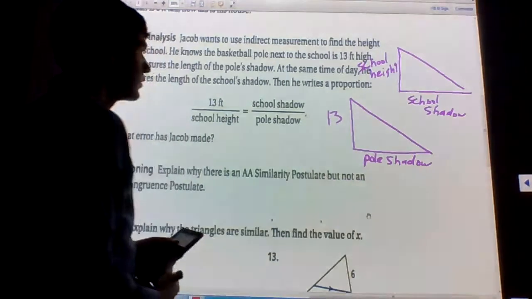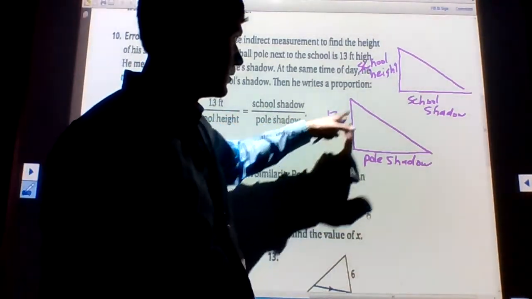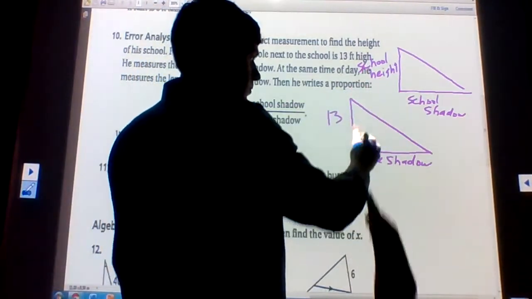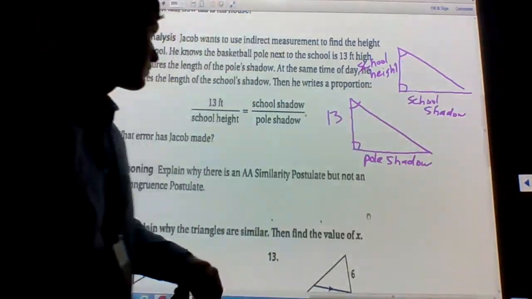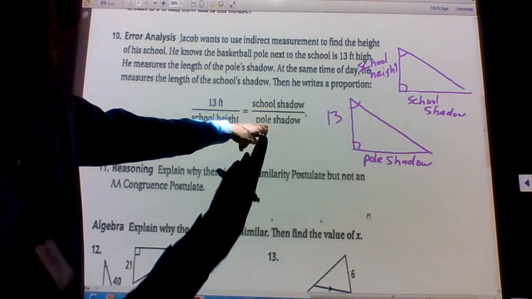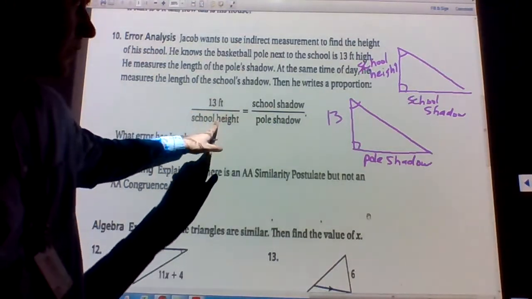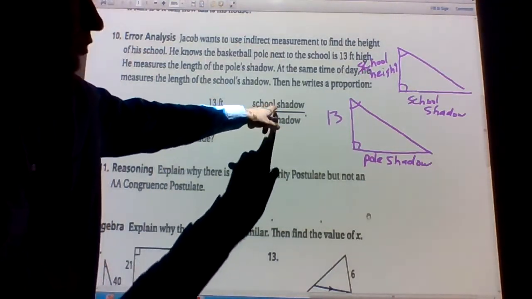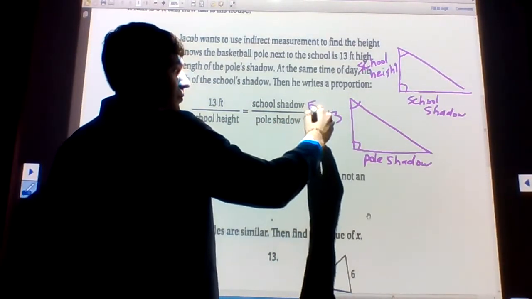So he did 13 feet is to the school height, right? These would be angle similarity because you'd have right angles. Okay, so 13 is the school height as the school's shadow. So the problem is he flipped these, right? So 13 is the school height as the pole shadow is to the school shadow. So he can't set up that proportion.